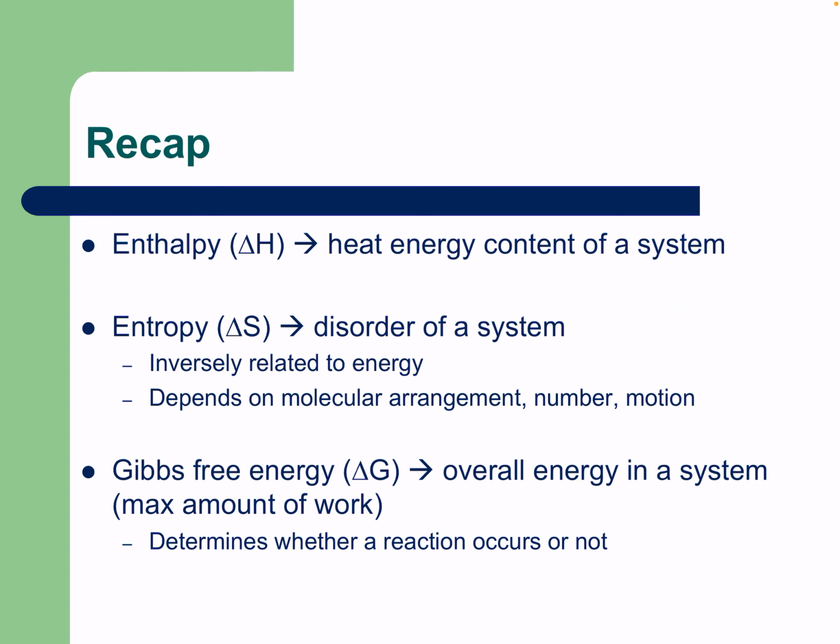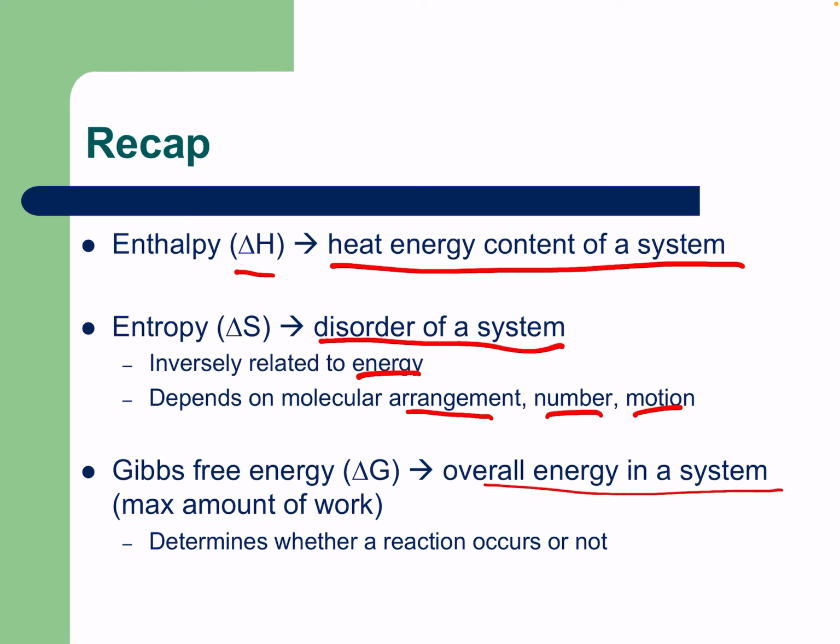Just another recap. Enthalpy is the change of H, which is the heat energy content of a system, whereas entropy is the disorder of the system and is inversely related to energy. Entropy depends on molecular arrangement, number, and motion, and we also said pressure can get involved as well. And Gibbs free energy is the overall energy of a system, and it's the max amount of work. The Gibbs free energy determines whether a reaction occurs or not.